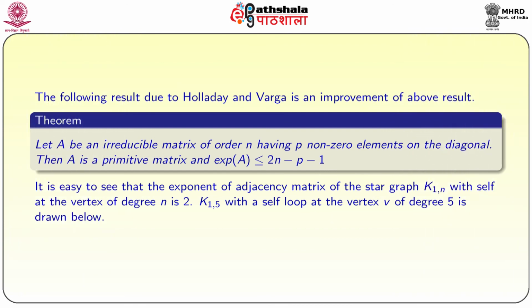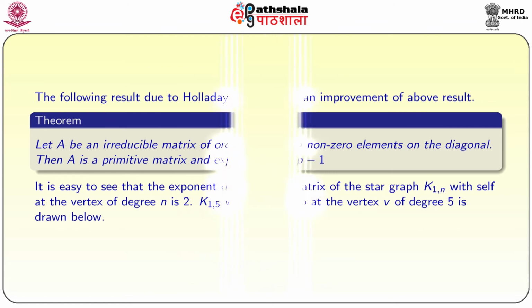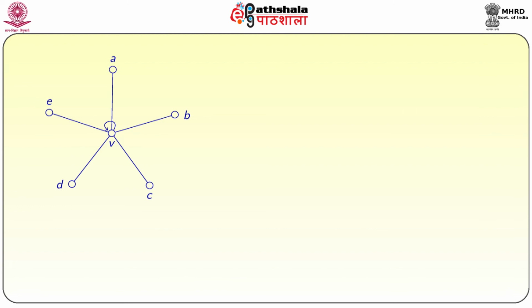It is easy to see that the exponent of the adjacency matrix of a star graph K_{1,n} with a self loop at the vertex of degree n is 2. K_{1,5} with a self loop at a vertex v of degree 5 is drawn below. So, this is a star graph with 5 pendant vertices, v is the middle vertex, and the degree of v is 5. This graph has 6 vertices including the vertex v.